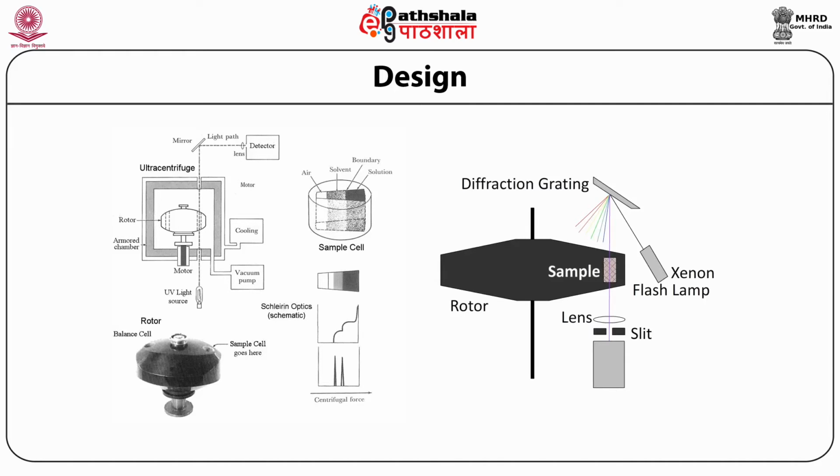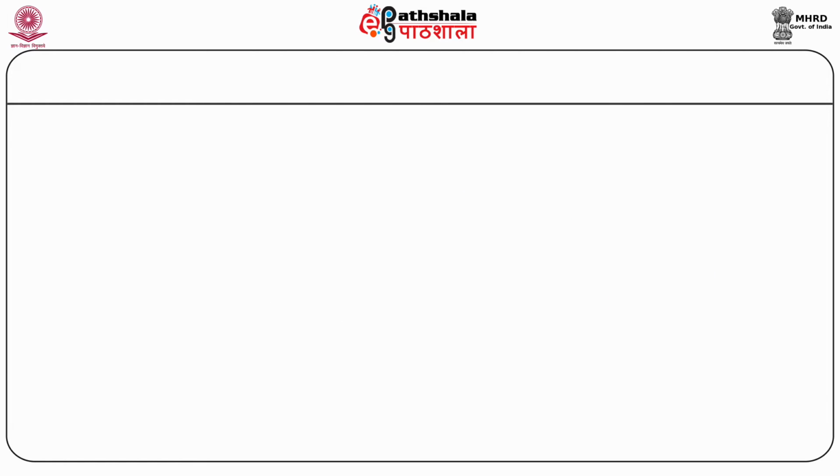You can see there is a hole which is used for detection, and the UV light passes through this and gives the actual picture to the detector, which is connected to the computer. In the smaller diagram, you can easily see how the photomultiplier tube can detect the phenomena going on inside the tube. So this is the basic design of the analytical ultracentrifuge.